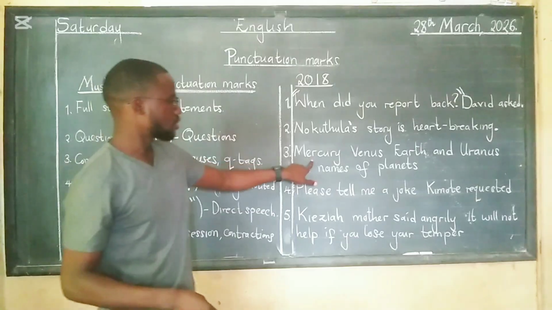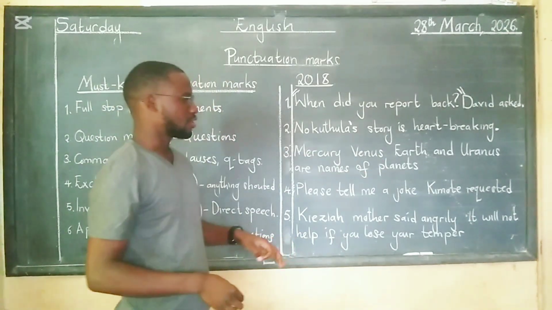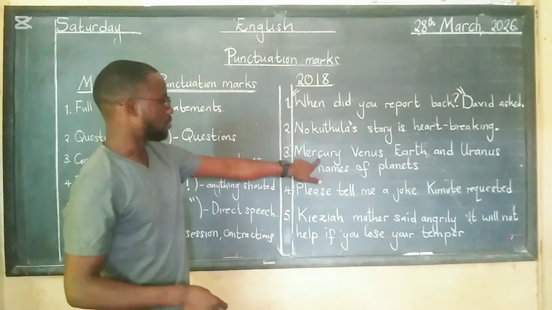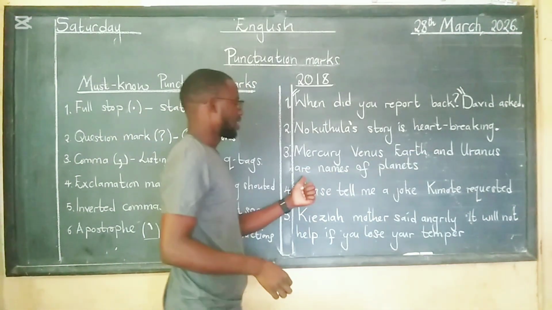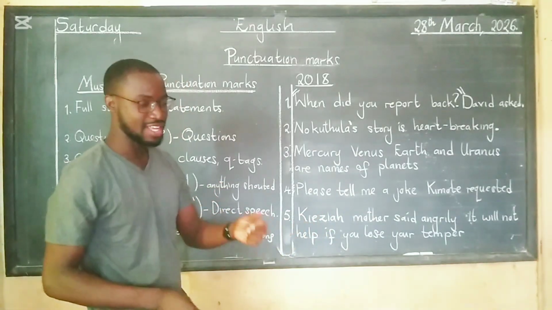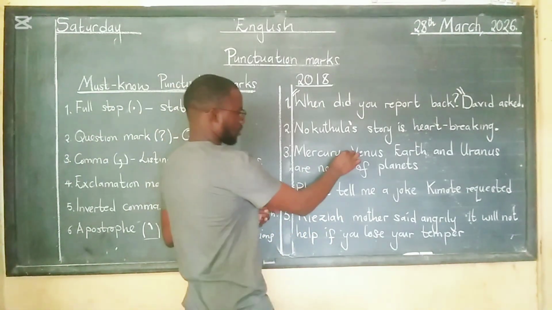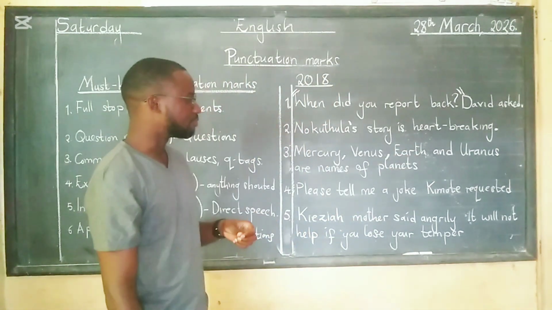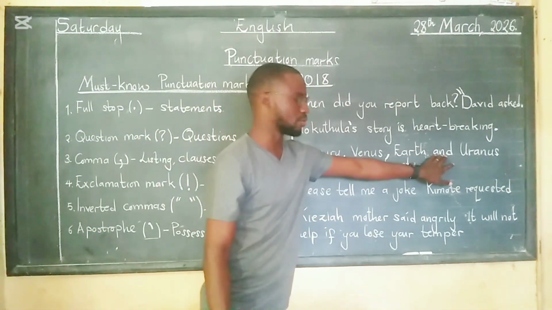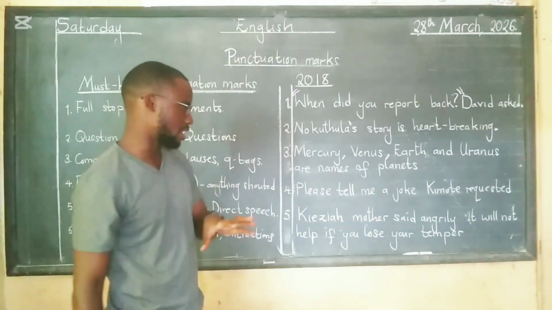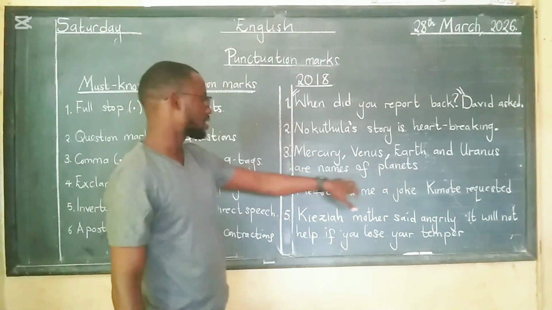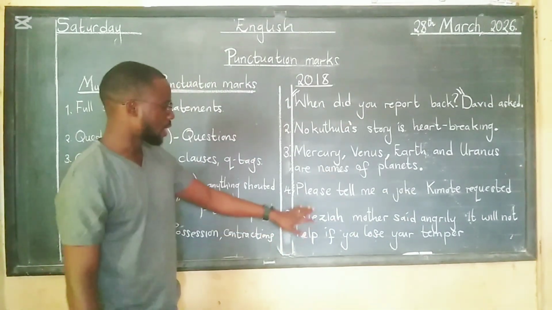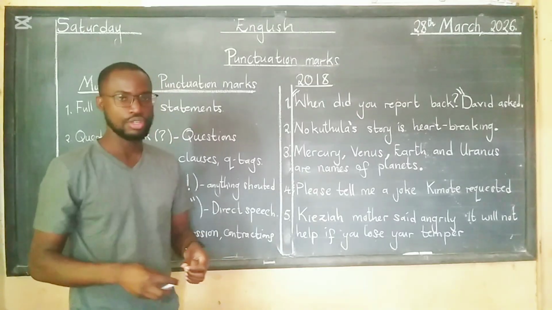Number 3, Mercury, Venus, Earth, and Uranus are names of planets. There's a listing there. So Mercury, comma, Venus, comma. Then in between Earth and Uranus, there's an "and", so we do not have to put a comma there. So Mercury, Venus, Earth, and Uranus are names of planets. Full stop.